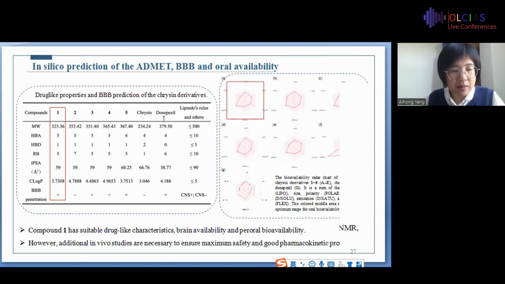Taken together, the multifunctional properties of chrysin derivatives may provide a useful template, and 1 might be a promising advanced lead candidate for the development of new anti-AD drugs.